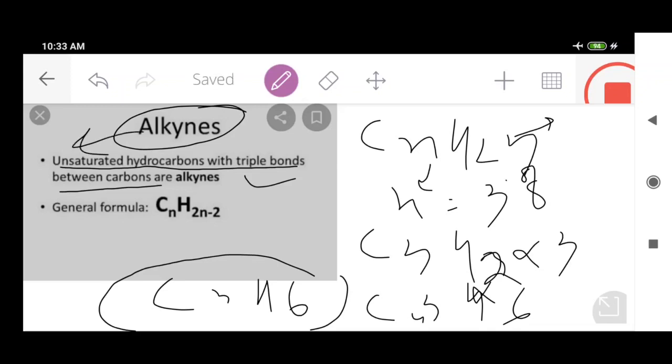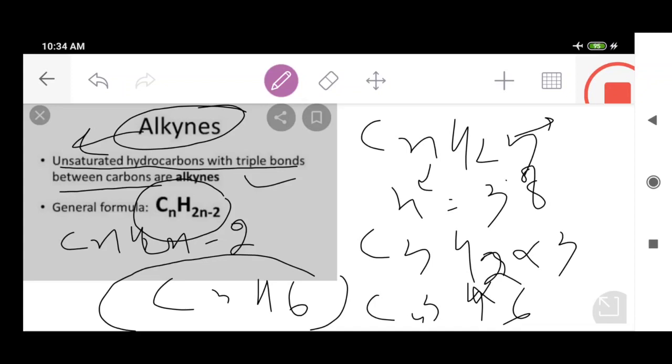So what are alkynes now? These are unsaturated hydrocarbons with triple bonds between carbons. These particular unsaturated hydrocarbons are called alkynes. And regarding the general formula of these alkynes, the general formula is CnH2n-2. So by using the general formula of these alkynes, we will make a series of the alkyne series. Let's discuss how we can make the series of these alkynes by making use of the general formula CnH2n-2.